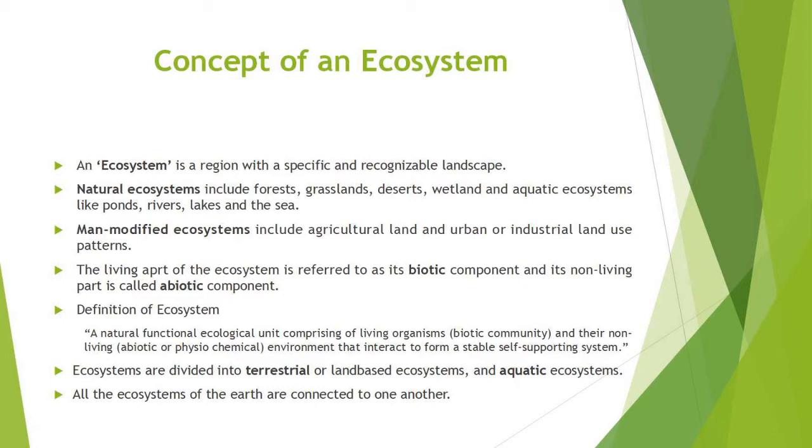First of all, the concept of an ecosystem. What is an ecosystem? An ecosystem is a region with a specific and recognizable landscape. Natural ecosystems include forest, grasslands, deserts, wetland, and aquatic ecosystems like ponds, rivers, lakes, and sea. Man-modified ecosystems include agricultural land and urban or industrial land use patterns.